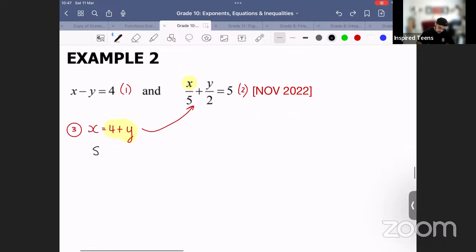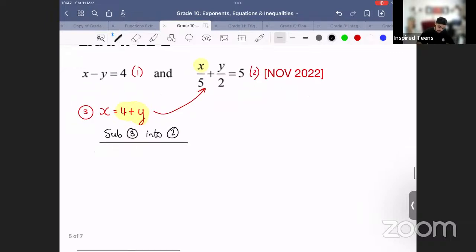Okay, so let's sub it in. So sub 3 into 2. Okay, so x is right there. Instead of saying x, I'm going to say 4 plus y over 5 plus y over 2 is equal to 5. What do I do from here, people? Yes, correct. 3 letters, LCD. You have to do lowest common denominator, because this is fractions. Adding of fractions. What is my LCD?